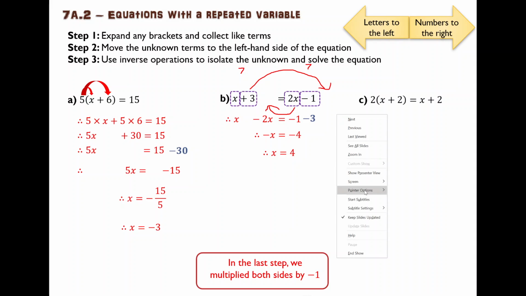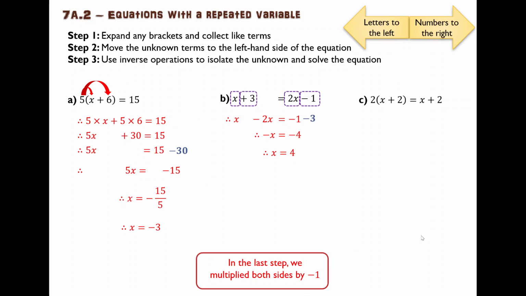Okay, I'll just clear up the screen a little bit. We have one last question here. This one's another one with brackets. So we first expand any brackets and collect like terms. I'm going to expand 2 times x is 2x, and 2 times 2 is 4.